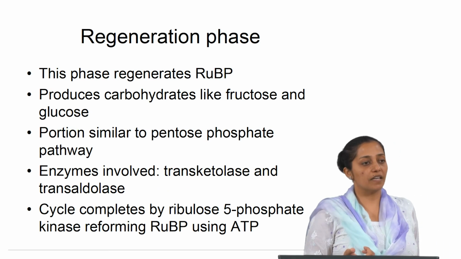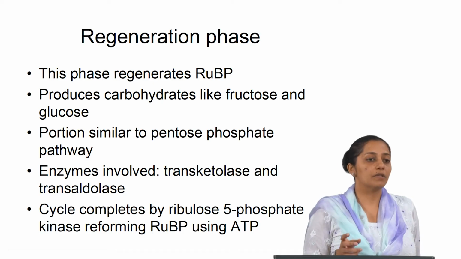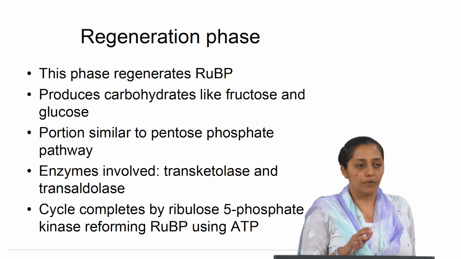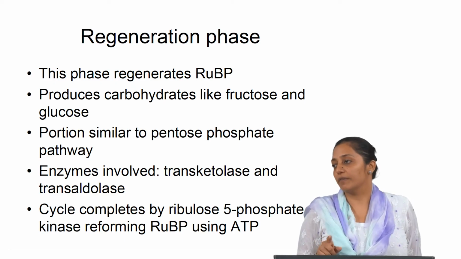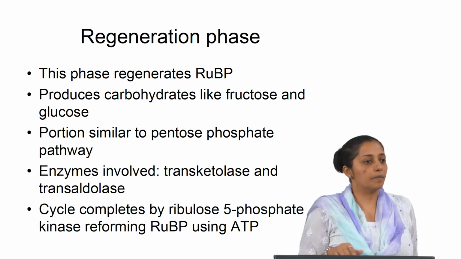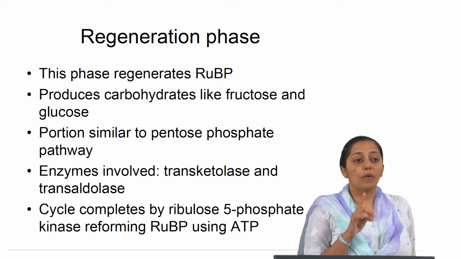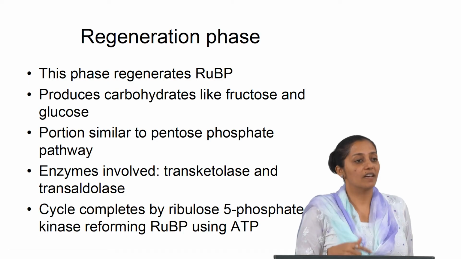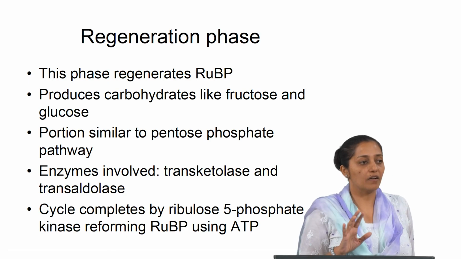Now comes the regeneration phase, where the carbohydrates, fructose and glucose, are formed. How does it happen? With the enzymes transaldolase and transketolase. If you remember, these are enzymes involved in the pentose phosphate pathway. So again, similar reactions of the pentose phosphate pathway are involved. Once from glyceraldehyde 3-phosphate you get fructose diphosphate, if you remember your gluconeogenesis cycle of glycolysis.